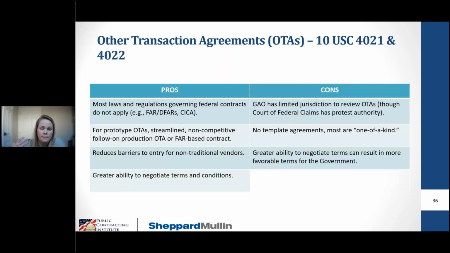Pros and cons. Again, most standard government contract laws are not applicable, so there's greater flexibility for negotiating your contracts. You have that streamlined approach for entering into follow-on production contracts. Some of the cons: most of these agreements are one of a kind, meaning it's hard to know going into negotiations what terms you can expect. And while greater negotiation flexibility is a positive, it also means the government has more flexibility to push for terms that are more favorable to them and less favorable to you. There's also limited bid protest jurisdiction over OTAs, which can make it difficult to challenge awards to your competitors when they go through competition.